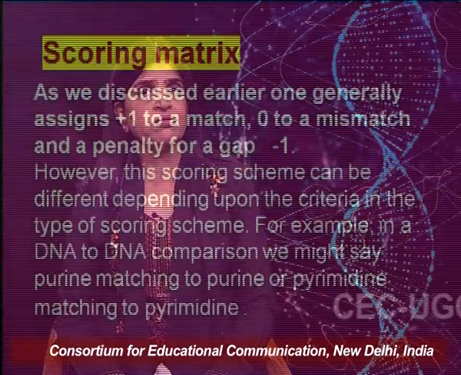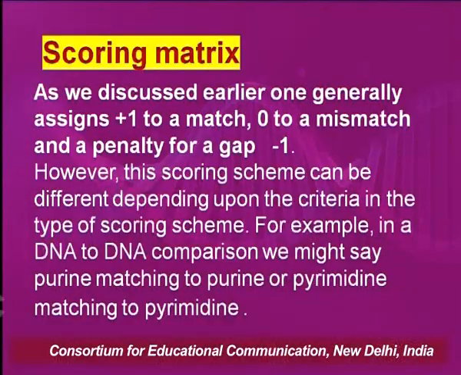Say for example, we talk about the scoring matrix for a nucleotide. It is just decided that I will give +1 for a match, 0 for a mismatch, and -1 for a gap penalty. This +1, -1 is decided on the basis of experience, on the basis of how the scoring matrix is designed, and it varies for maybe DNA and protein.